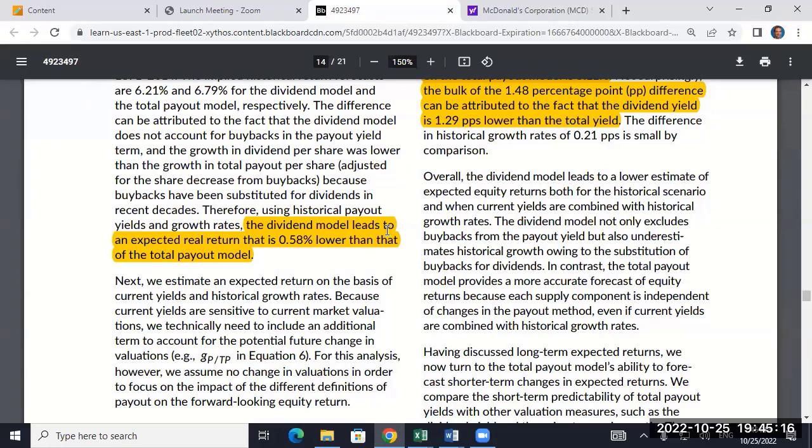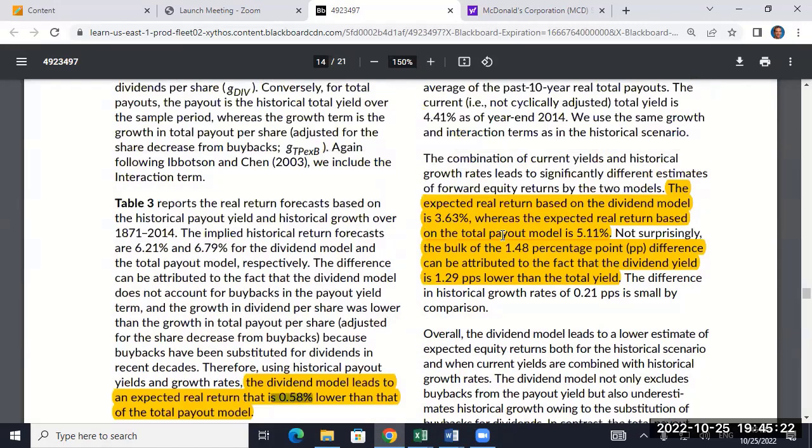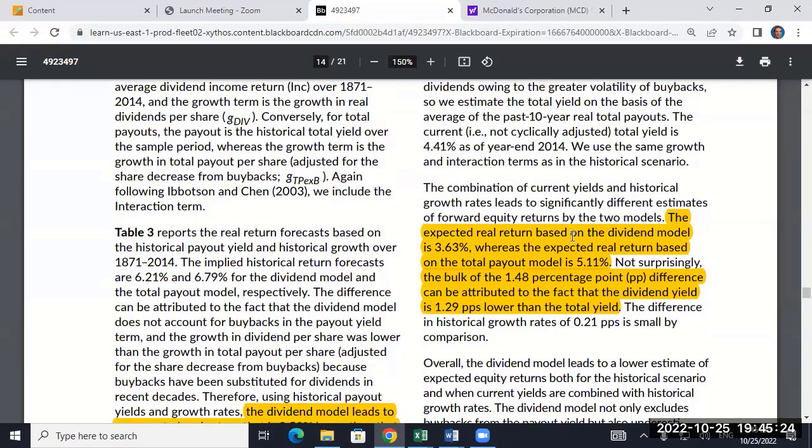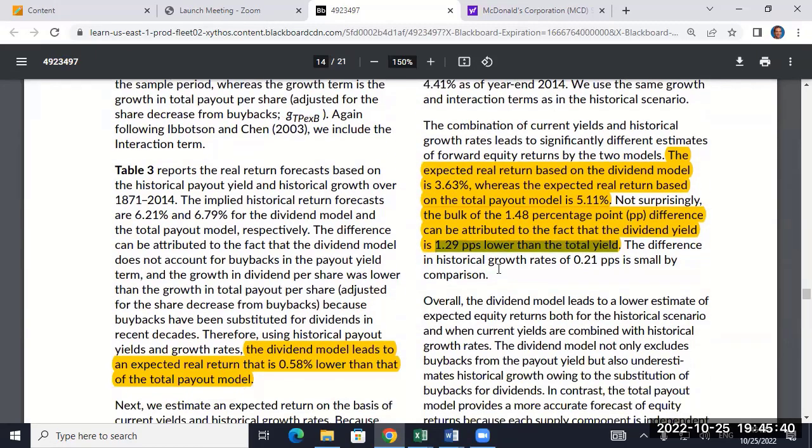The dividend model, if you use that alone, gives you a 0.58% real return, lower than that of the total payout model. The expected real return based on the dividend model is 3.63, whereas the expected return based on the total payout is 5.11. The bulk of the 1.58 point difference can be attributed to the fact that dividend yield is 1.29 points lower than the total yield.